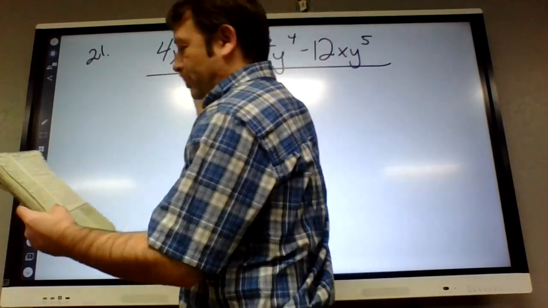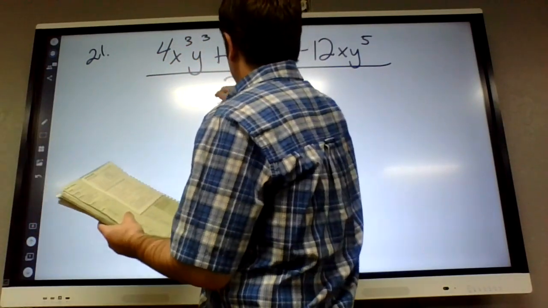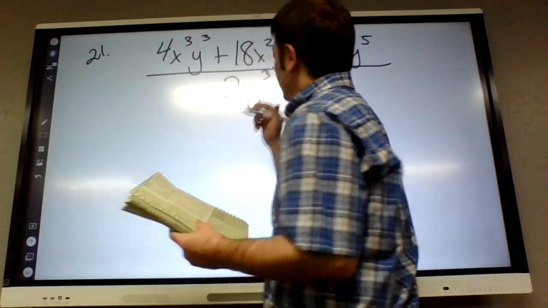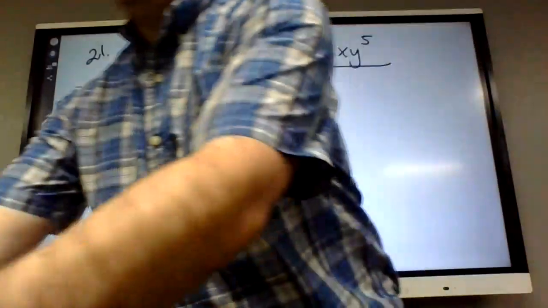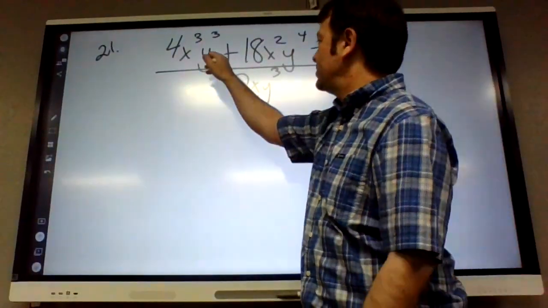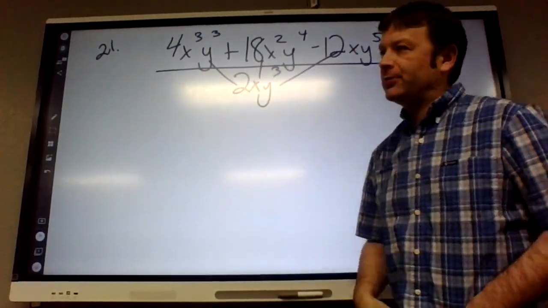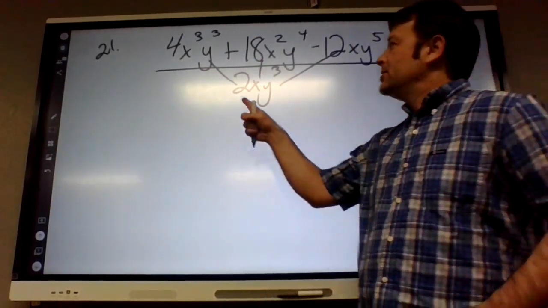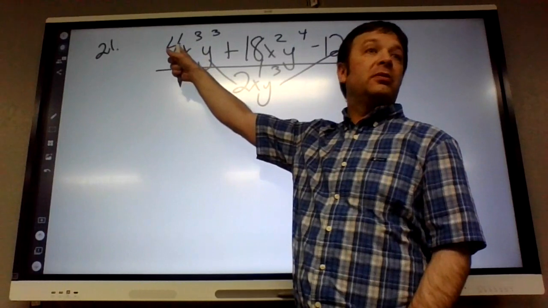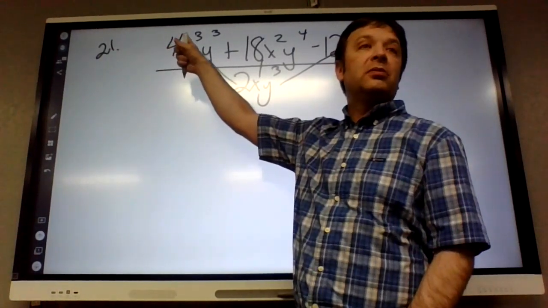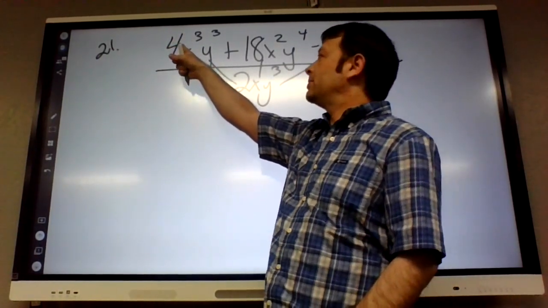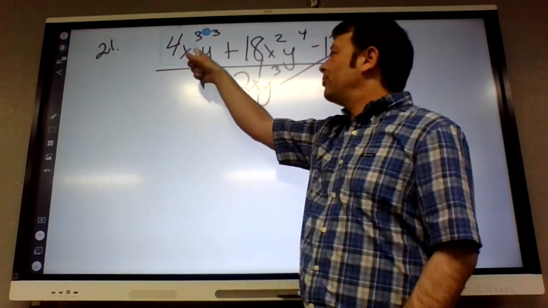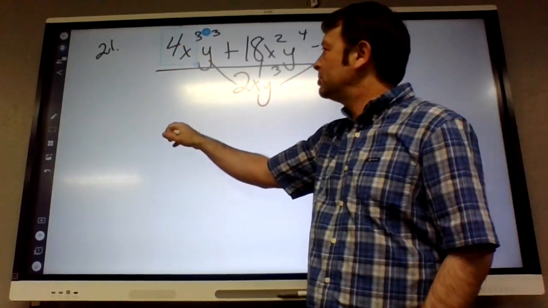Okay, so since we're only dividing by one term, it'll be like the distributive property. Every term gets divided by that one term. So you don't have to do long division or synthetic division. There wouldn't be any showing work because there's not much to show. So 4 divided by 2 is 2.